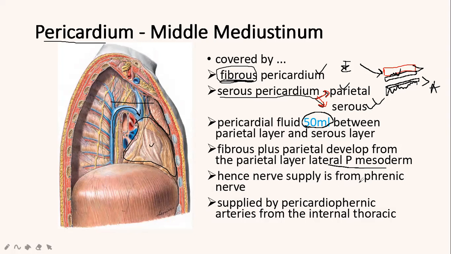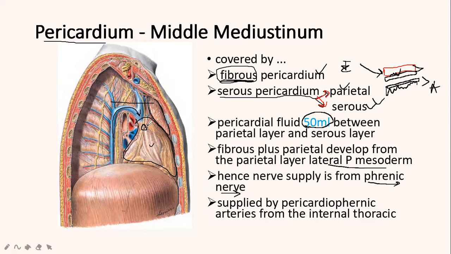Hence, the nerve supply is from a somatic nerve, which is this phrenic nerve. So they get their nerve supply from the phrenic nerve. And the phrenic nerves are these nerves. Can you see that nerve? That one. From this right view, we see the phrenic nerves.